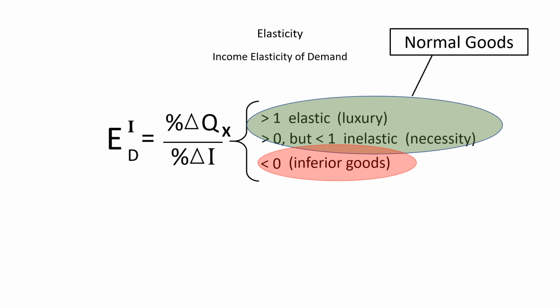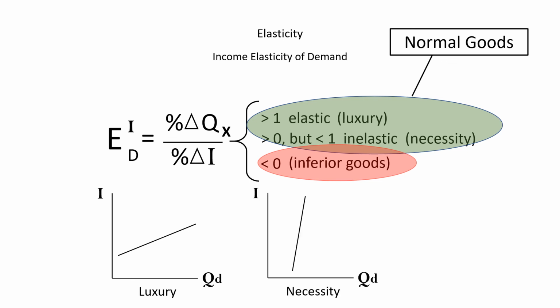Here's what the function looks like for a luxury. The function is positively sloped and sort of flat. Small changes in income will produce relatively large changes in the quantity of the item demanded. For a necessity, the function would also be positively sloped, but a lot steeper. Relatively large changes in income would produce only relatively small changes in quantity demanded. For an inferior good, though, the function has a negative slope. That is due to the inverse relationship between income and the amount of the good that will be purchased.